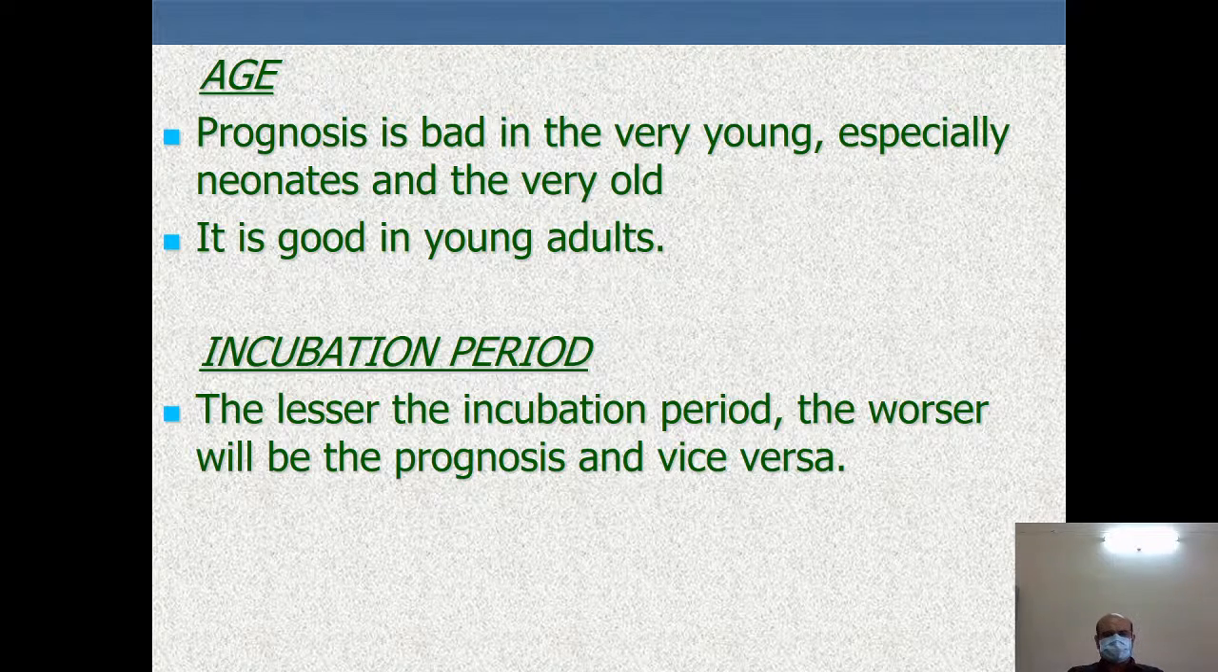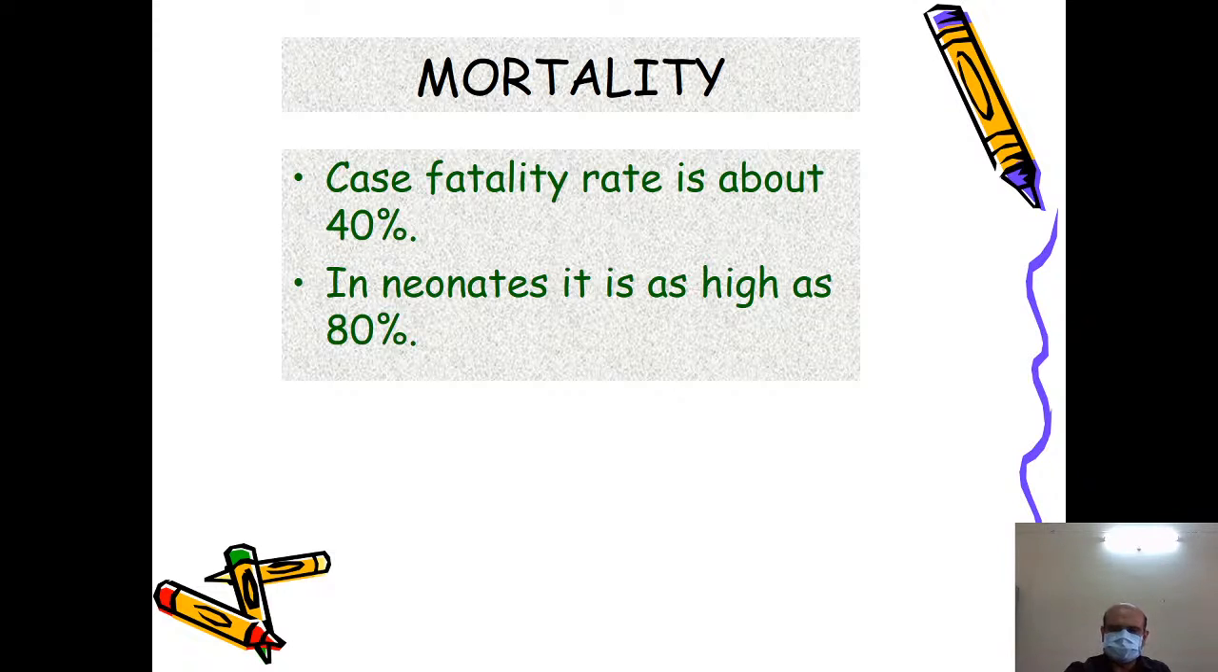As per age, prognosis is bad in the very young, especially neonates, and the very old. It is good in young adults. The lesser the incubation period, the worse will be the prognosis, and vice versa. Coming to mortality, case fatality rate is about 40%. In neonates, it is as high as 80%.